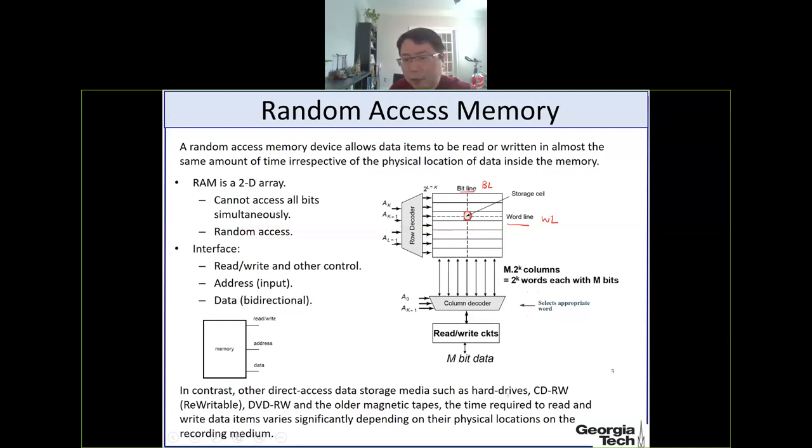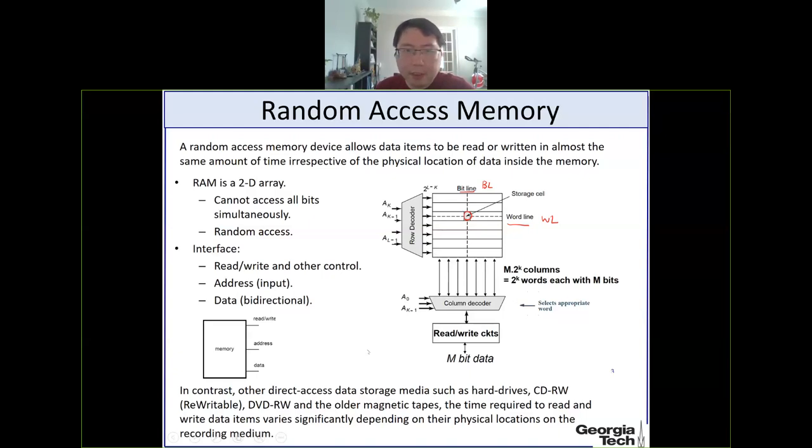So for example, for the hard drive, you need to spin or rotate the drive, right? And then the head of the reader needs to mechanically seek the track and then go to the location. Depending on the distance between the head of the reader and the location where you store the data, you may spend different time to read out the data. So this is very different from the random access memory we talk about here.